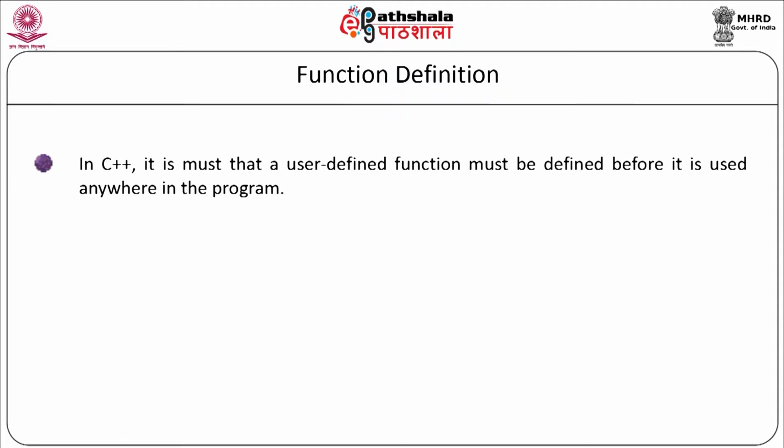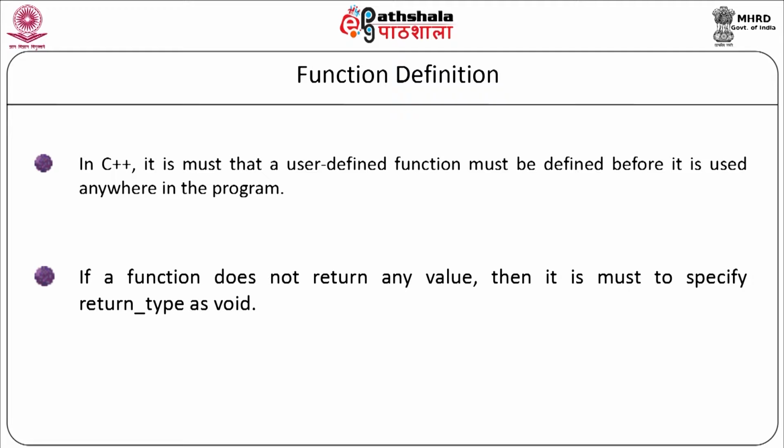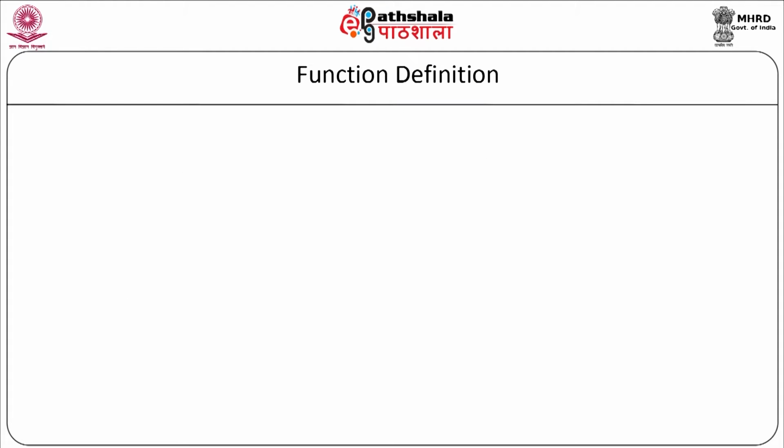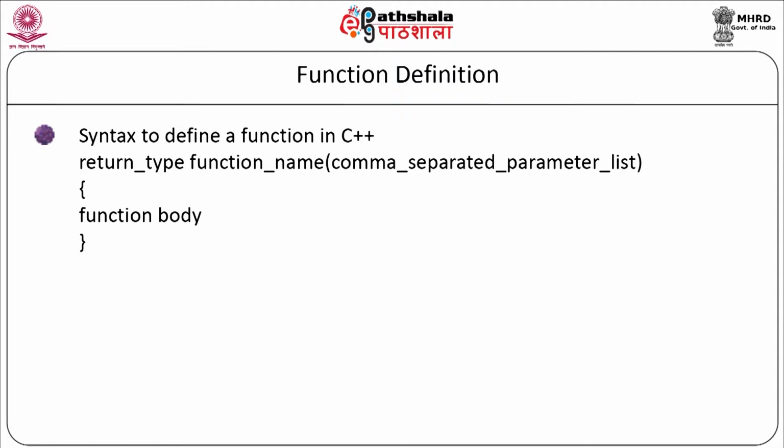Now let us see how the function is defined and what the syntax for the function definition is. In C++, a user defined function must be defined before it is used anywhere in the program. If a function does not return any value, then it is a must to specify the return type as void. This is because in C++ by default the return type will be integer. The syntax to define the function in C++ is as follows: the return type, the function name, in brackets a comma separated parameter list, starting braces, the body of the function and the ending braces.